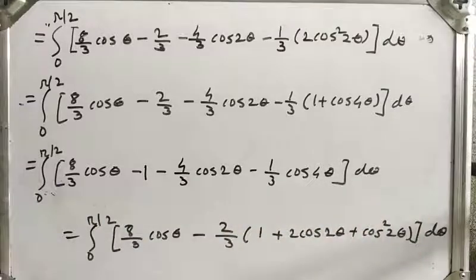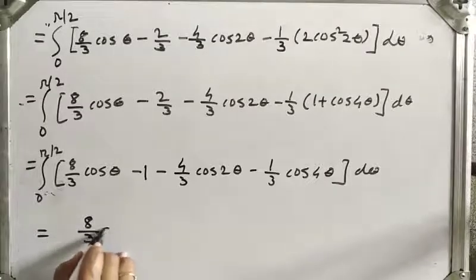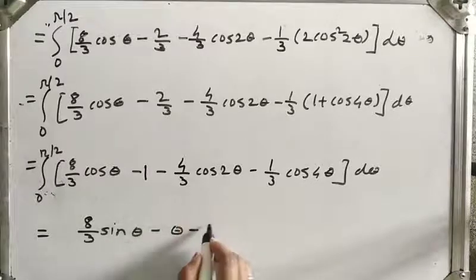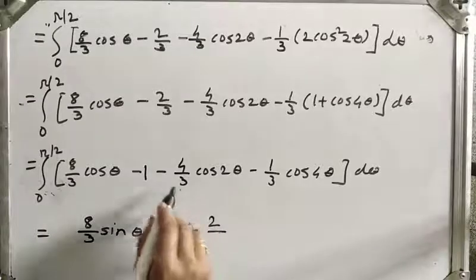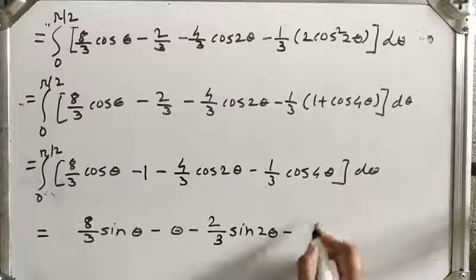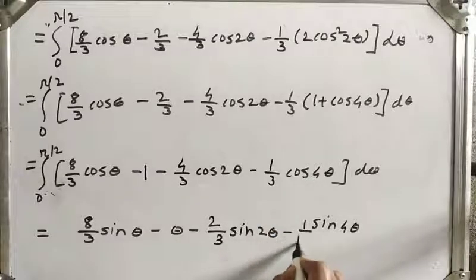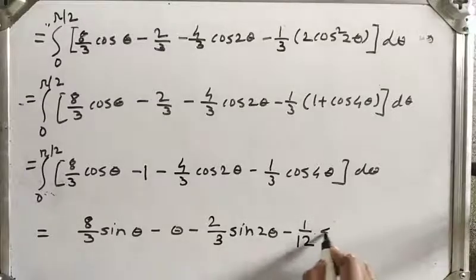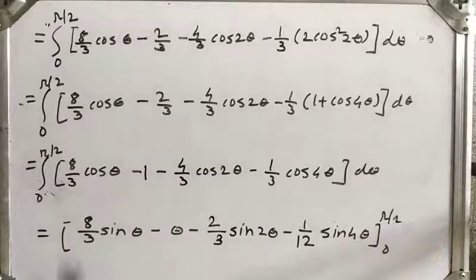d theta. Now let us integrate with respect to theta. So it is equal to 8 by 3 sin theta minus what, 4 by 3 sin 2 theta upon 2. So the 2 cancels, and here is 2 upon 3 sin 2 theta, minus what, sin 4 theta upon 4, and it is 3, so it is 1 by 12 sin 4 theta, with limits 0 to pi by 2.